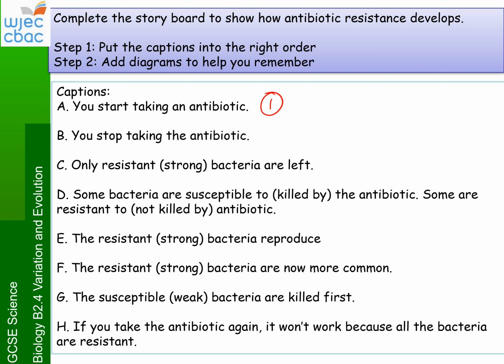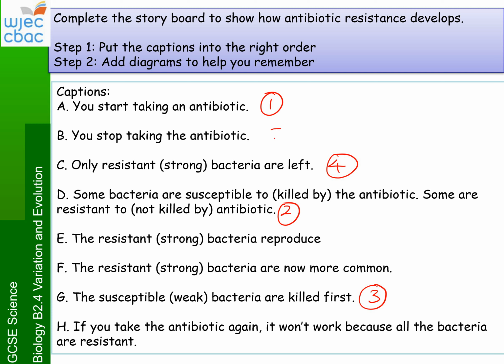So, our next one should be D. That's number 2. When you start taking an antibiotic, some bacteria are susceptible to and are killed by the antibiotic. Some are resistant or are not killed by the antibiotic. G is number 3. The susceptible or weak bacteria are killed first. In other words, the ones that are not resistant. Number 4, only resistant, strong bacteria are left.